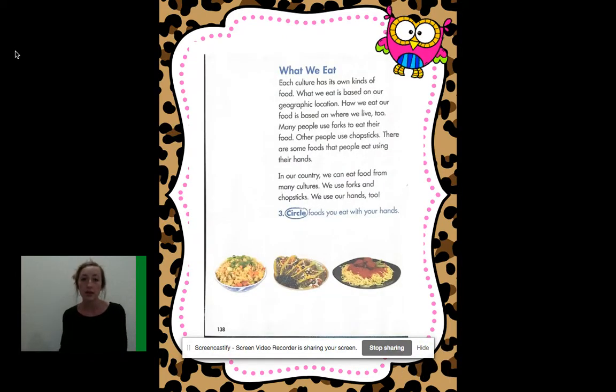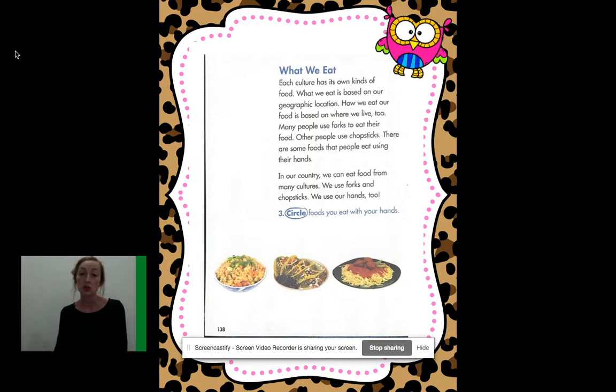Okay, what we eat. Each culture has its own kind of food. What we eat is based on our geographic location. How we eat our food is based on where we live too. Many people use forks to eat their food. Other people use chopsticks, and there are some foods that people eat using their hands. In many countries, we can eat food from many cultures. We can use forks and chopsticks. We use our hands too.